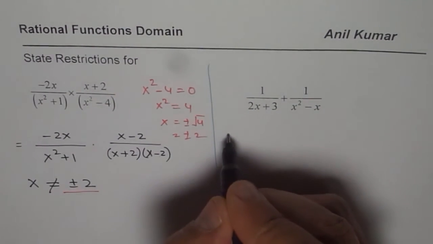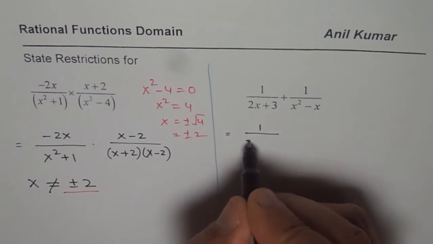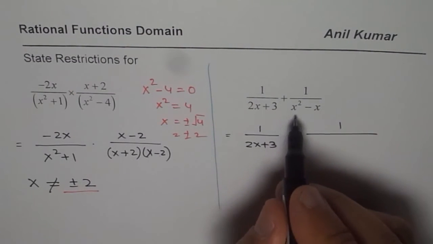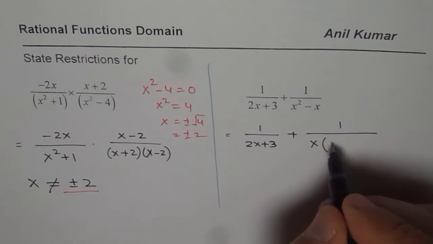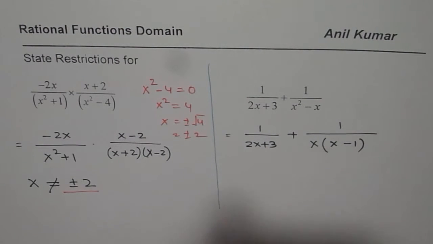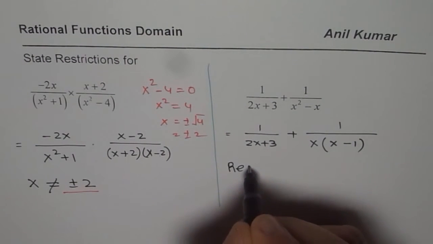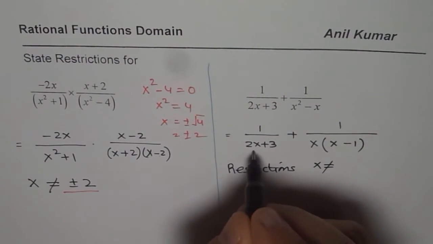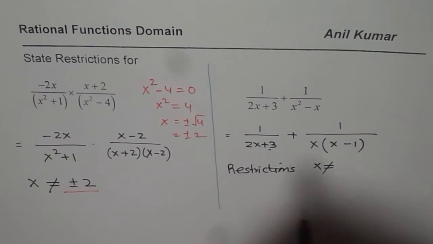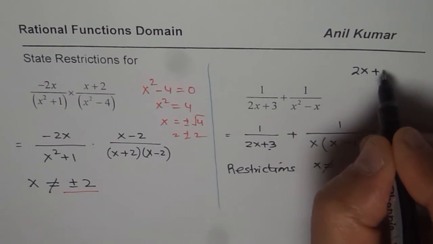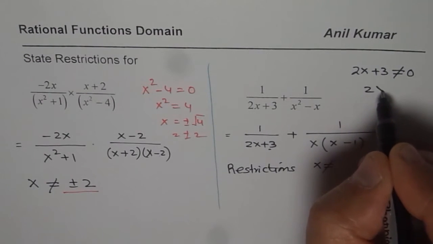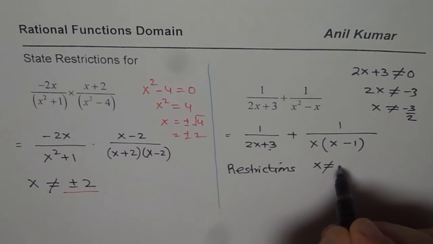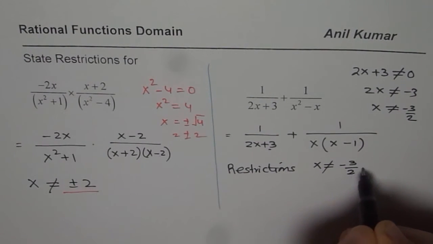Here again let us factor. So we have 1 over 2x plus 3 plus, how do you factor this one? x is common, that is very important, and you get x minus 1. Now you can write down the restrictions. 2x plus 3 cannot be 0, so you write 2x plus 3 is not equal to 0, 2x is not equal to minus 3, or x is not equal to minus 3 over 2. So you get the first restriction, x not equal to minus 3 over 2.